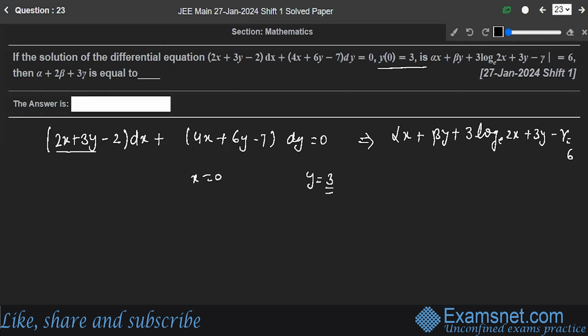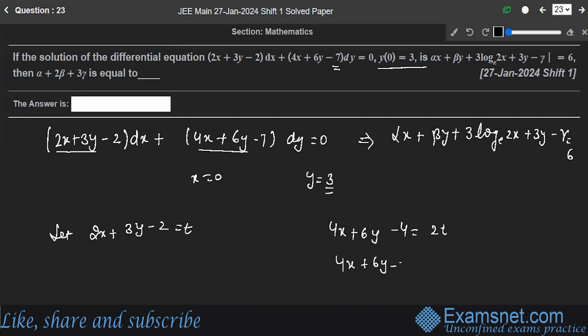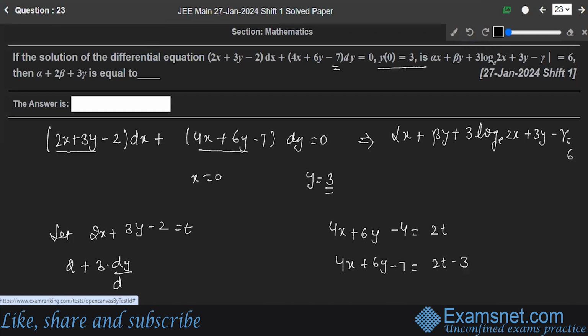You're noticing one thing, this is 2x + 3y and this is 4x + 6y. So let's say 2x + 3y - 2 is equal to t. This gives you 4x + 6y - 4 is equal to 2t. Or you can say 4x + 6y, I need a minus 7 over here, so this will be 4x + 6y - 7 is equal to 2t - 3. Okay, let's differentiate both sides with respect to x. You will have 2 + 3 dy/dx is equal to dt/dx.